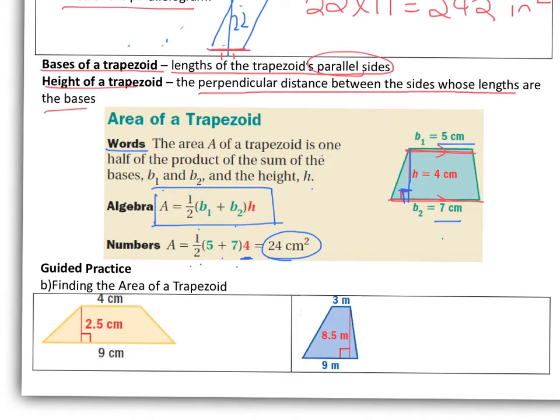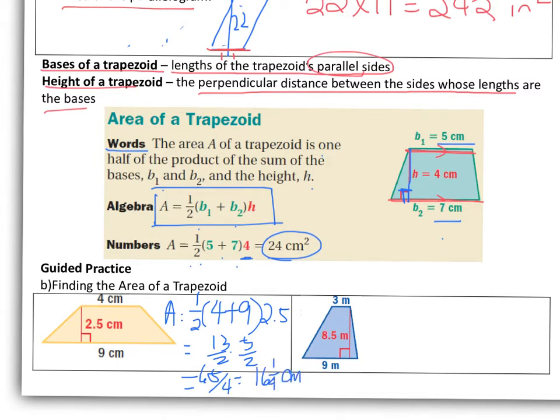Now we will practice how to find the area of a trapezoid. So the formula, 1/2 times 4 plus 9 times 2.5 will give me 13 over 2 times 5 over 2, and after doing the math you should get 65 over 4, or 16 and 1/4 centimeters squared.